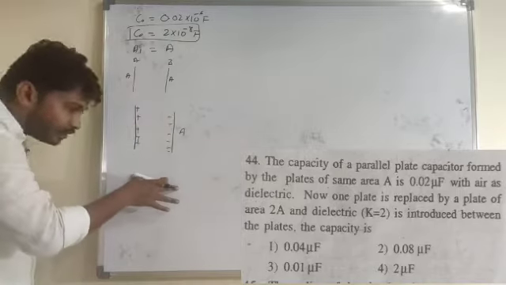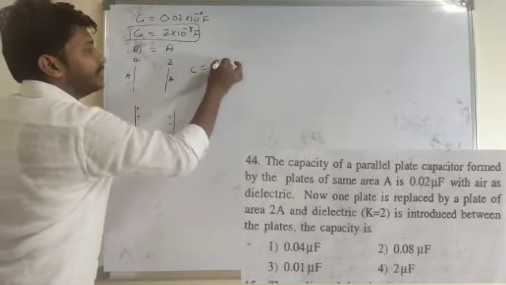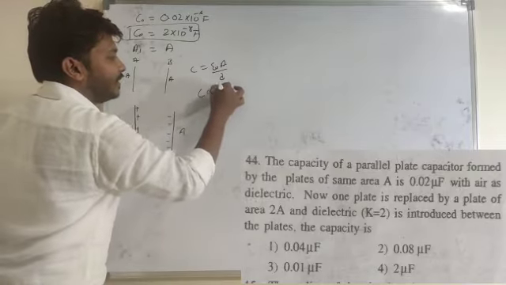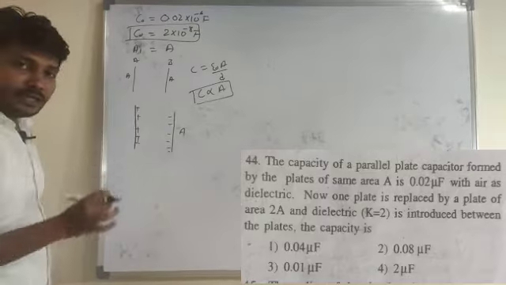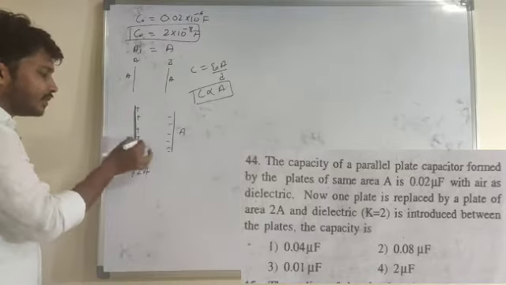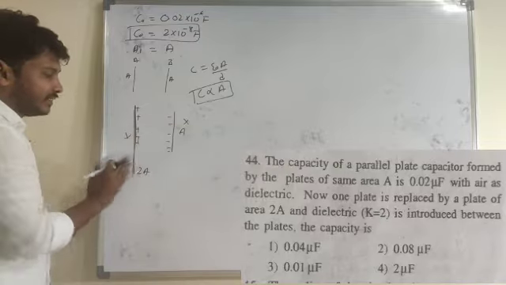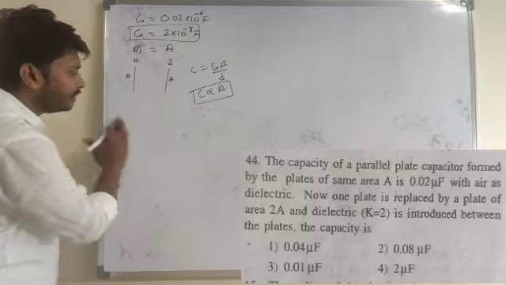If you increase both the areas, then only the capacitance value will change. Why? Because C is epsilon naught A divided by d, so C is directly proportional to A. But in that question they mention only one plate area is increased, so it won't affect its capacitance. The capacitance value will be the same here.